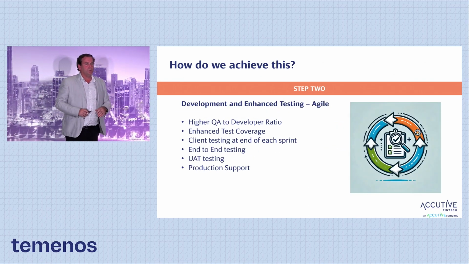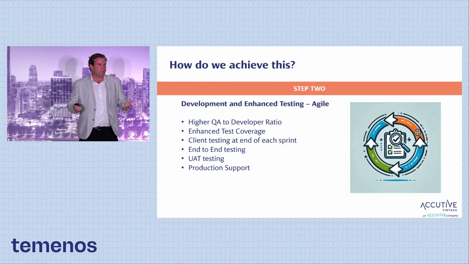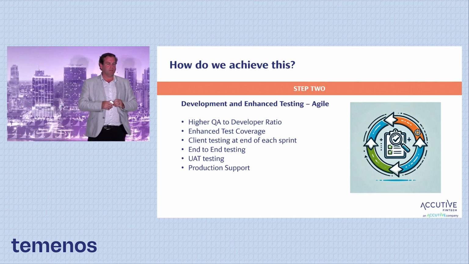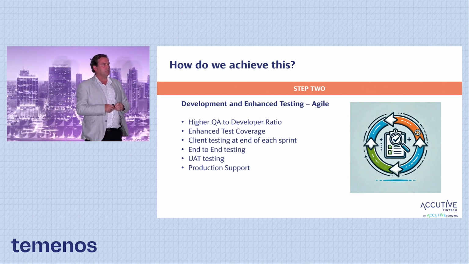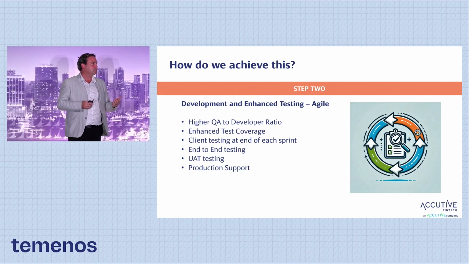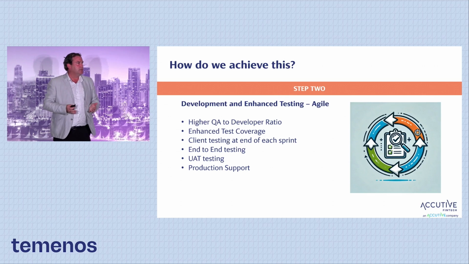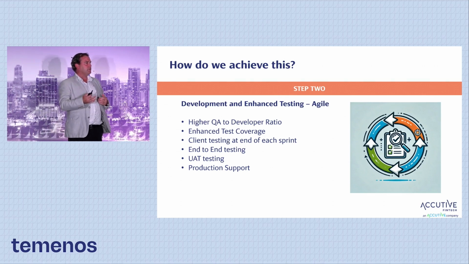Step two, we're an agile shop. We're a proponent of agile. We believe it works really well. One of the key things we have here is a high QA to dev ratio. It's 2 to 1, so 2 developers, 1 tester. What this does is give you enhanced testing coverage. It enables your testers to test more thoroughly in those sprint phases before you get to end-to-end.